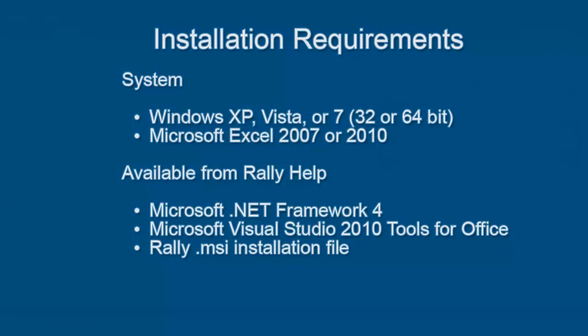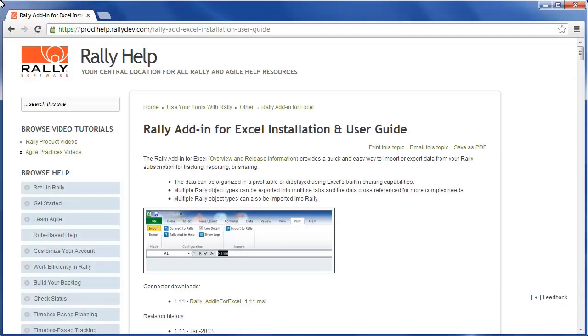To use the add-in, you will need a copy of Microsoft Excel version 2007 or 2010 running on a Windows XP, Windows Vista, or Windows 7 operating system. Your system must also have two additional environments installed, Microsoft .NET Framework 4 and Visual Studio 2010 Tools for Office. Both of these requirements may be downloaded for free. To download the add-in and prerequisite software, visit the Installation and Usage Guide on the Rally Help site.